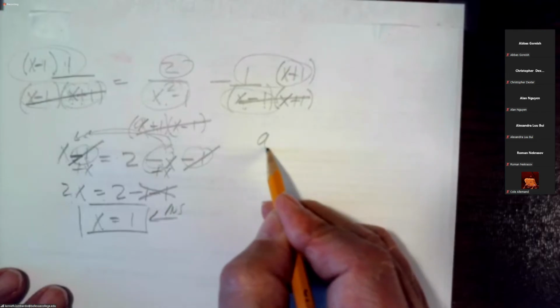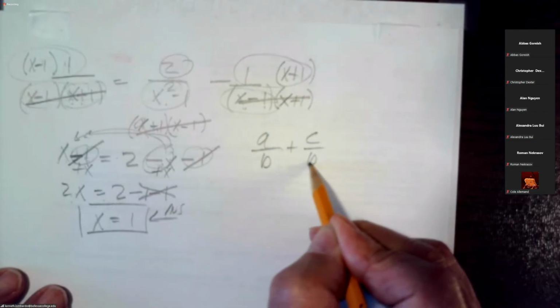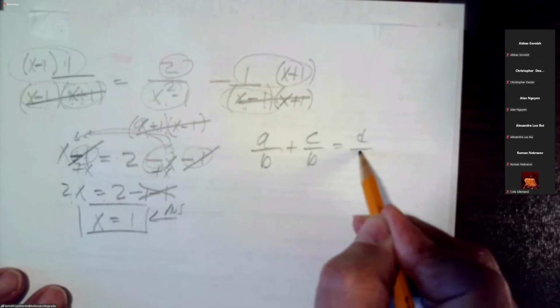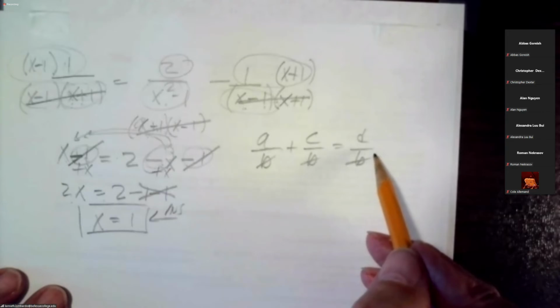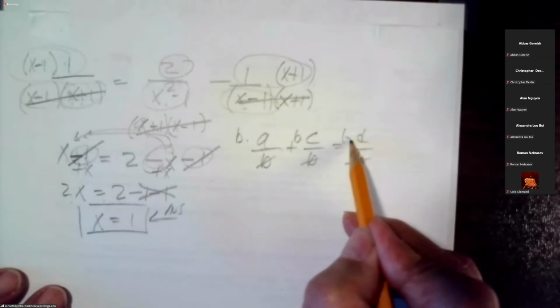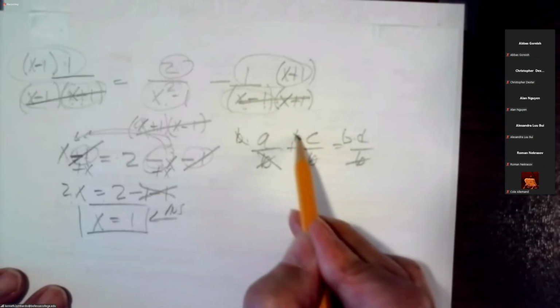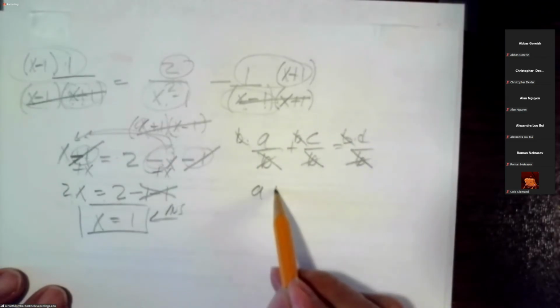So how did you get rid of the denominator? I multiplied through by the denominator. If I have a over b plus c over b equals d over b, I can cancel those out. And I can do that if I multiply each term by that denominator. B over b, b over b, b over b. That gives me a plus c equals d.